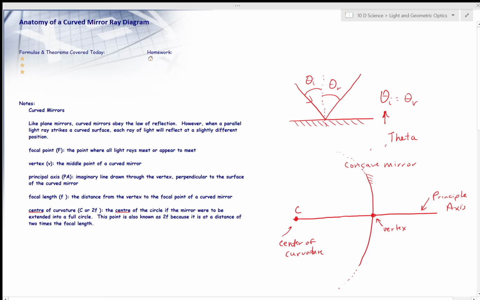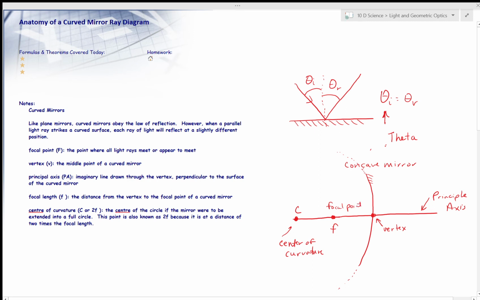Now that's not to say that it's going to be at this point all the time. It depends on how curved that particular mirror is. It could be closer to the mirror or further from the mirror. What we ultimately get from that is at half the distance to the mirror, I reach another point that we'll label F here, and that's called our focal point.